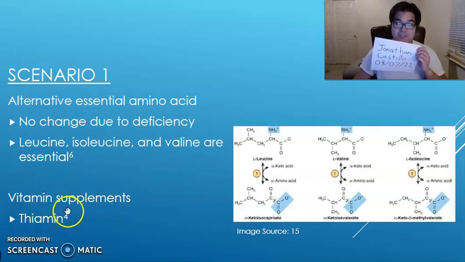Thiamine helps with the subunit E1 of the BCKAD complex because it is thiamine dependent. This is because when thiamine is present, the E1 subunit can decarboxylate the alpha keto acids. By taking thiamine supplements, the BCKAD complex will be able to function again and convert the alpha keto acids, and catabolism can occur.